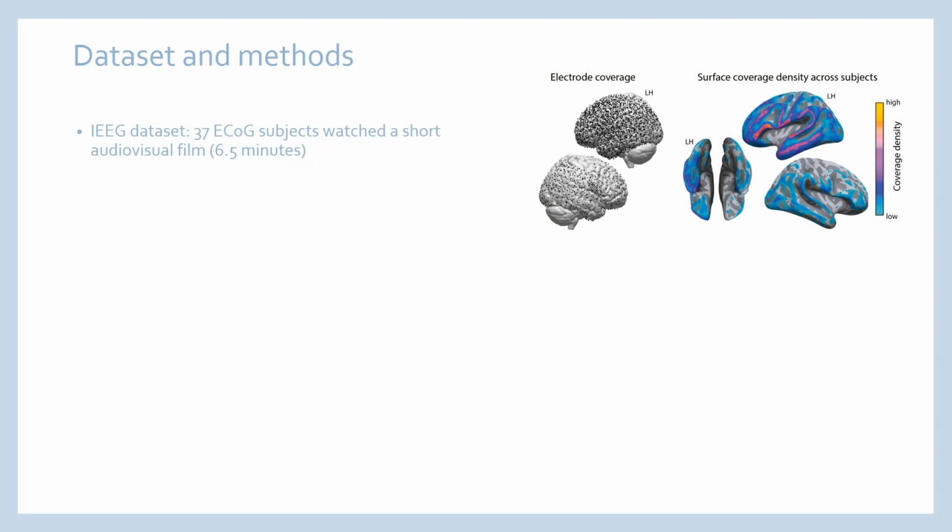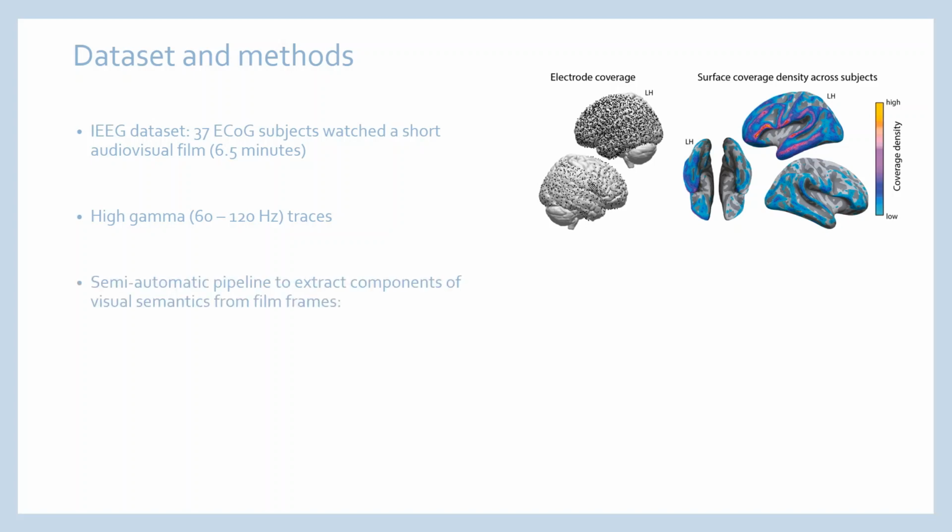In this study, we used an intracranial EEG dataset in which 37 electrocorticography patients watched a short audiovisual film. We extracted high gamma traces from the data and investigated how they relate to high-level semantic information extracted from the visual stream of the film.